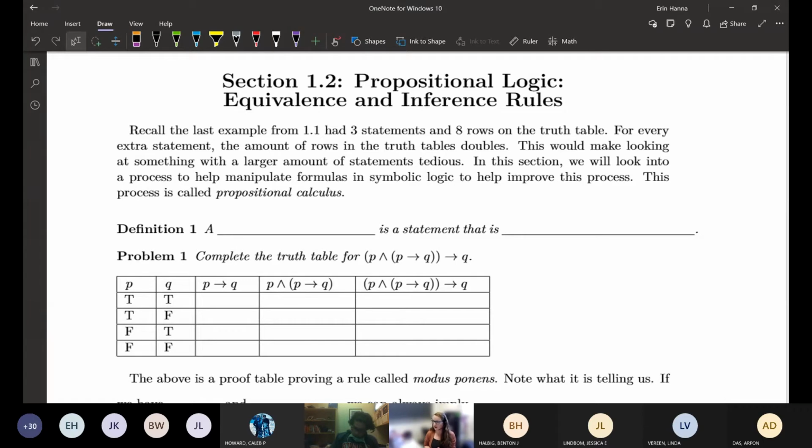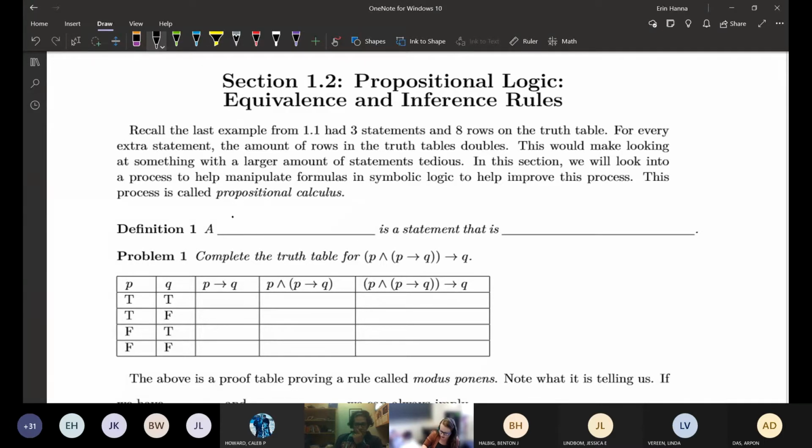All right, 1.2. In the last example from 1.1 that we just did, we had 3 statements and 8 rows. So for every extra statement, the amount of rows is going to double. If we were to look at something with more statements, truth tables would get super tedious super fast. So in this section, we're going to look at something to help us manipulate these formulas without truth tables. This is called propositional calculus. Don't worry, it actually has nothing to do with calculus. It's just called propositional calculus.